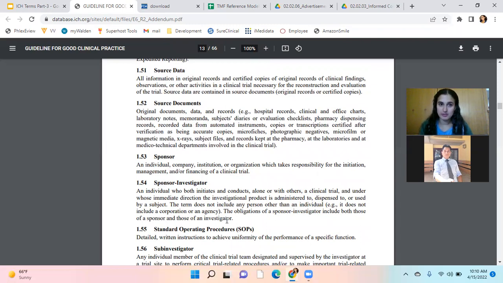Okay, now we've talked about source documents. It's basically very similar to the source data, talking about documents, data, records, and we also can include photos and things like that. We talked about sponsor, right? Sponsor is the person who's running, or not the person, the company that is running the trial. They are sponsoring the trial.